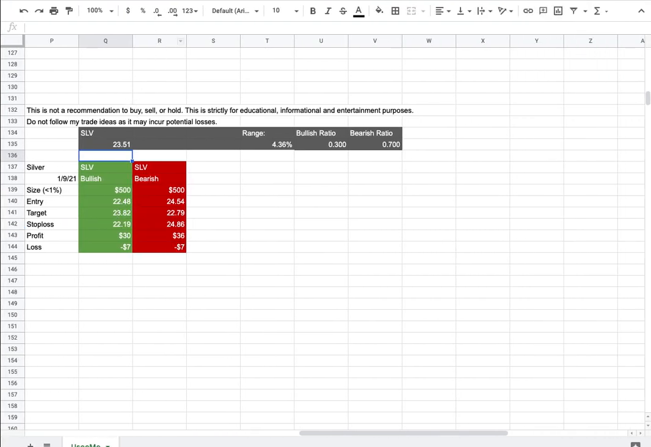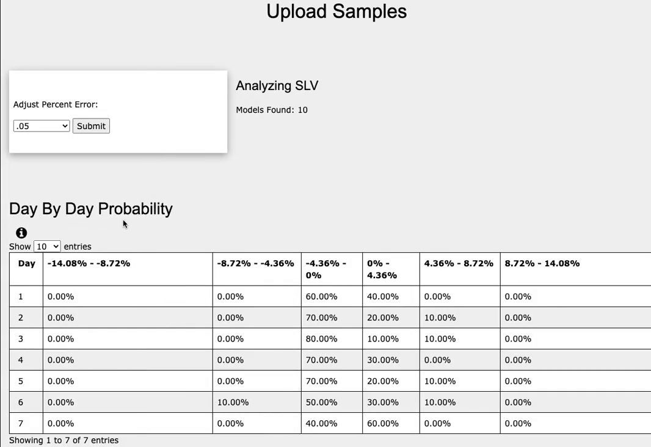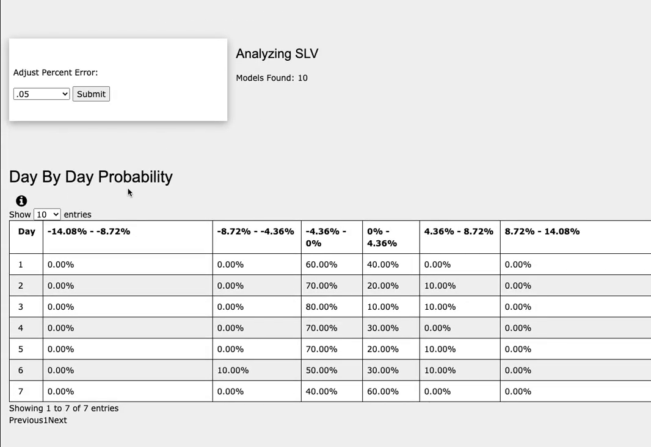So how did I develop these trade ideas? It all comes from the day-by-day probability model, which is available in the link below, so do check it out. As we progress to the 5th day or a week of trading, we have a 20% chance for silver to climb between 0 to 4.4% and a 10% chance to climb between 4.4% to 8.7%. As for downside, it has a 70% chance to fall between 0 to negative 4.4%.